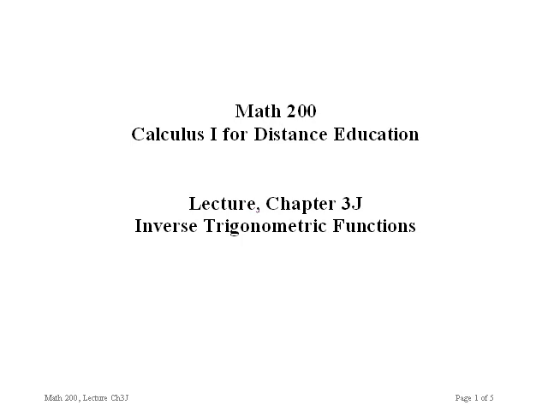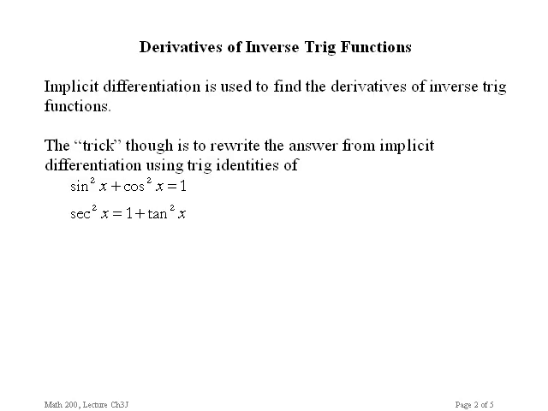This is Lecture 3J for Calculus 1 on the derivative of inverse trig functions. To find these derivatives, we use implicit differentiation. And then once you've used the implicit differentiation, you need to rewrite them. And the trick is to rewrite the answer that you got from the implicit differentiation using common trig identities.